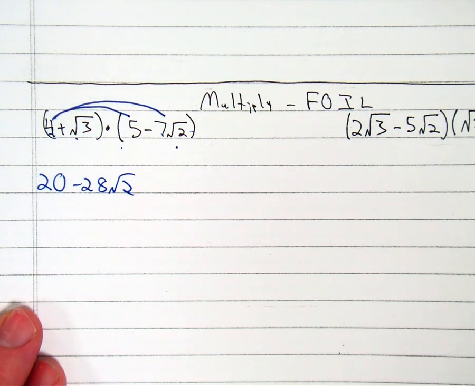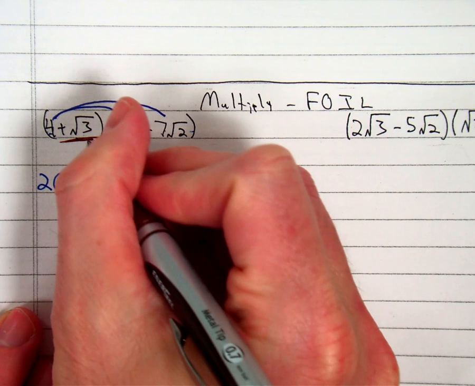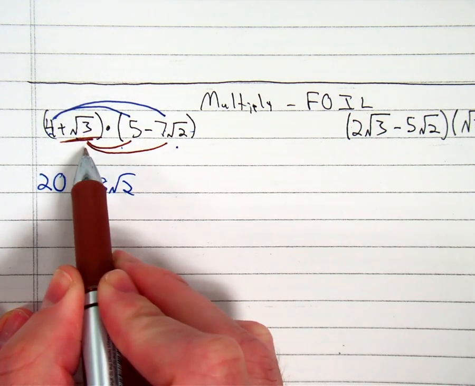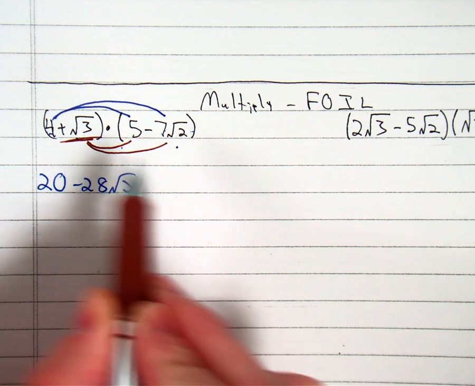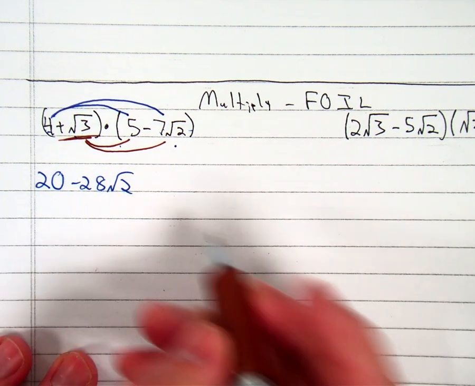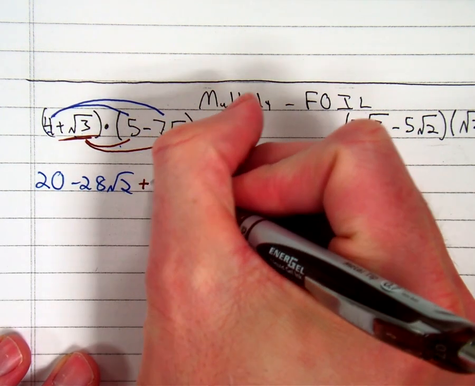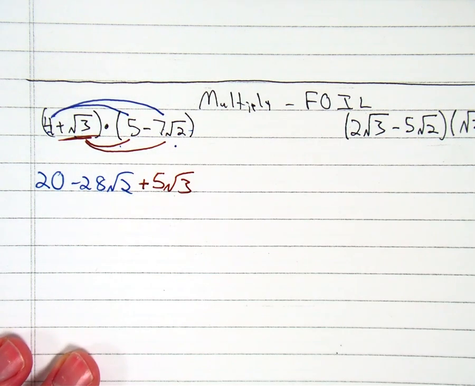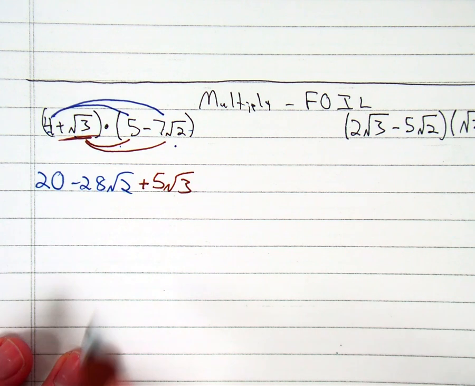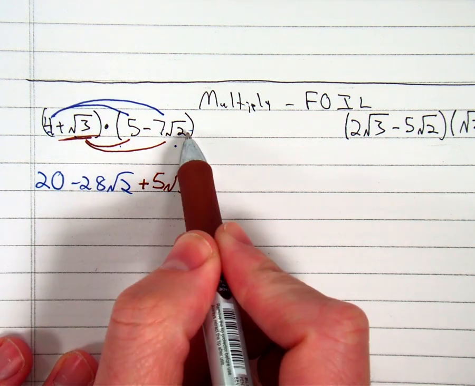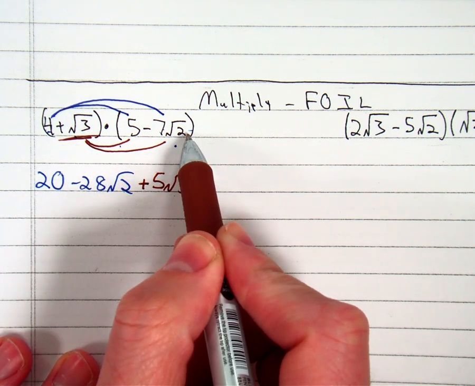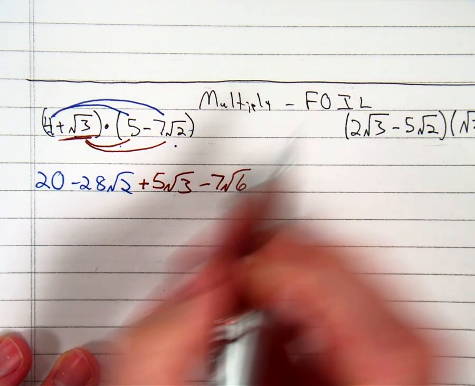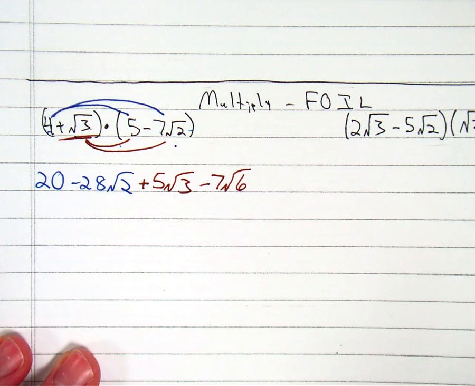Then we're going to take square root of 3 to both, and this is what I'm talking about. Radical 3 times regular 5, they're not the same, so we can't combine them in any way. We're just going to go plus 5 radical 3. And then when I take this radical 3 to this one, this is a radical, so it's going to go to the radical. We'll have minus 7 radical 6. Radical 3, radical 2, radical 6.